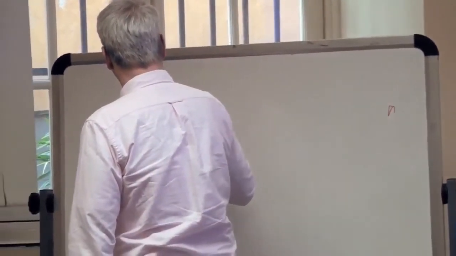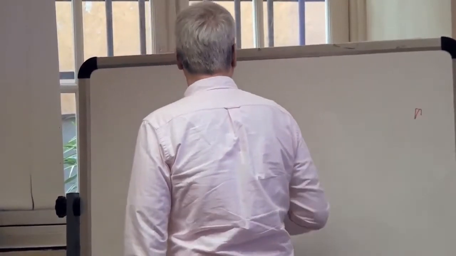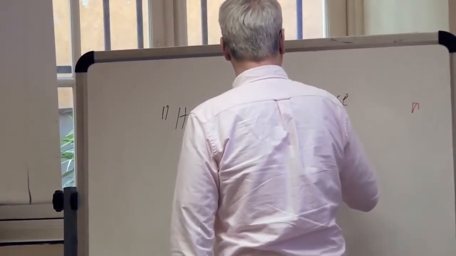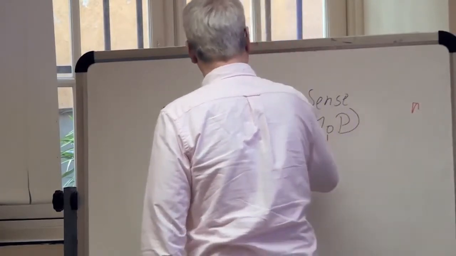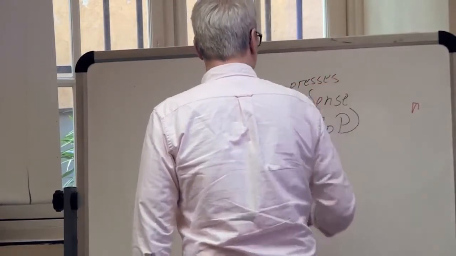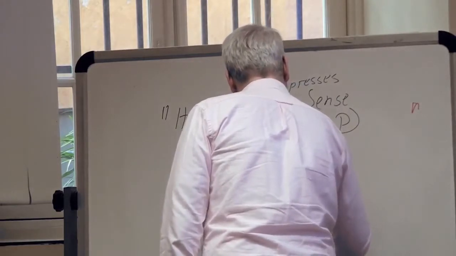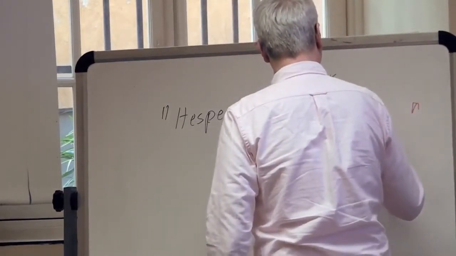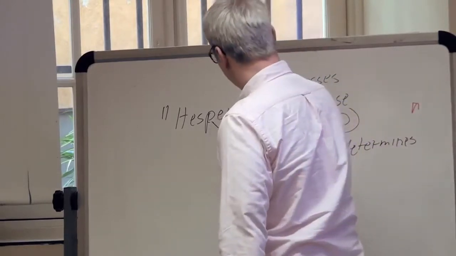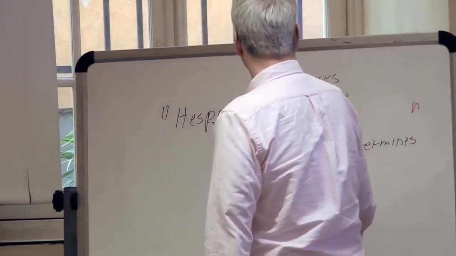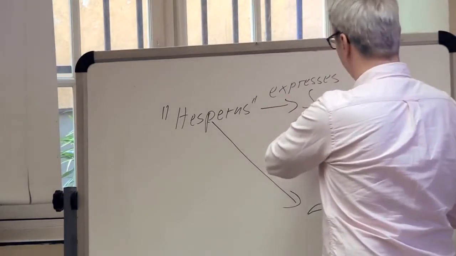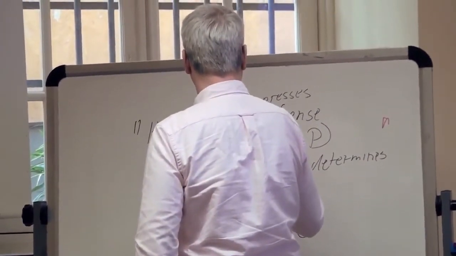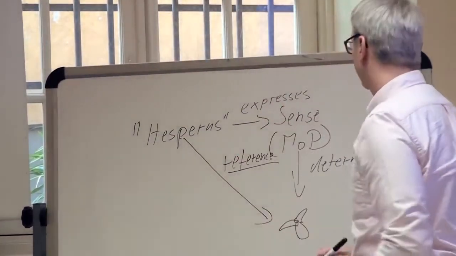We have the word Hesperus, and it expresses a sense. The main part of the sense is the mode of presentation. The mode of presentation determines an object, in this case a planet. Doesn't look like a planet, but it's supposed to be one. And then to say that the word refers to the object is to be explained as a product of the word expressing a sense and the sense determining the object as the reference. So the relation of reference is a product of expression and determination.